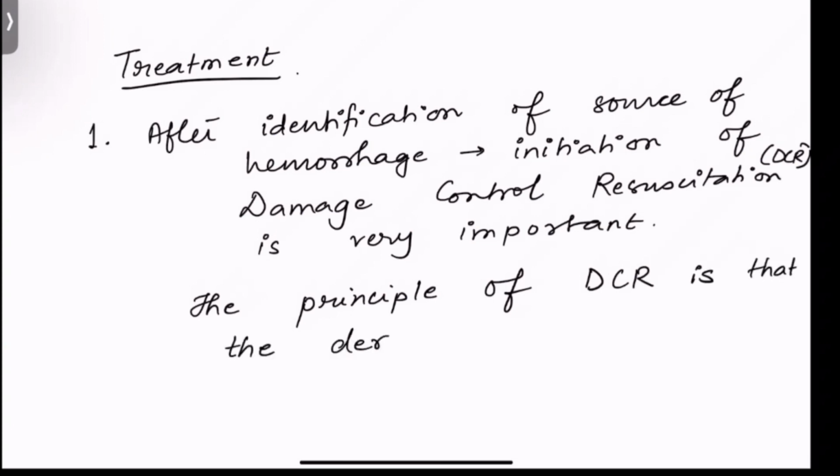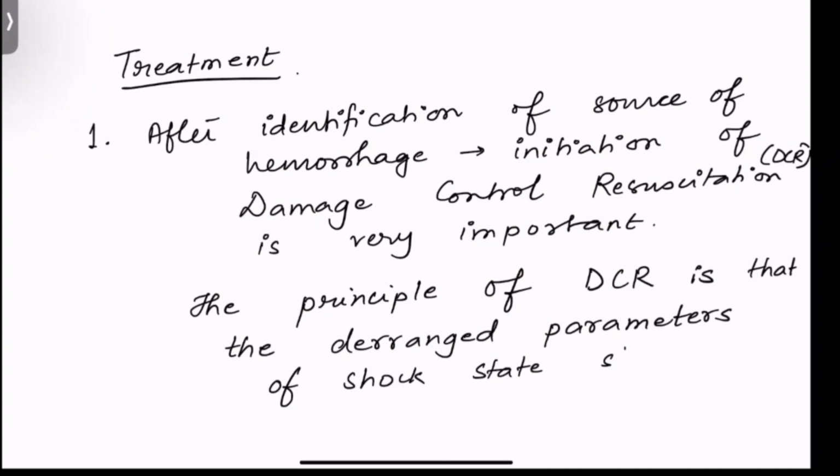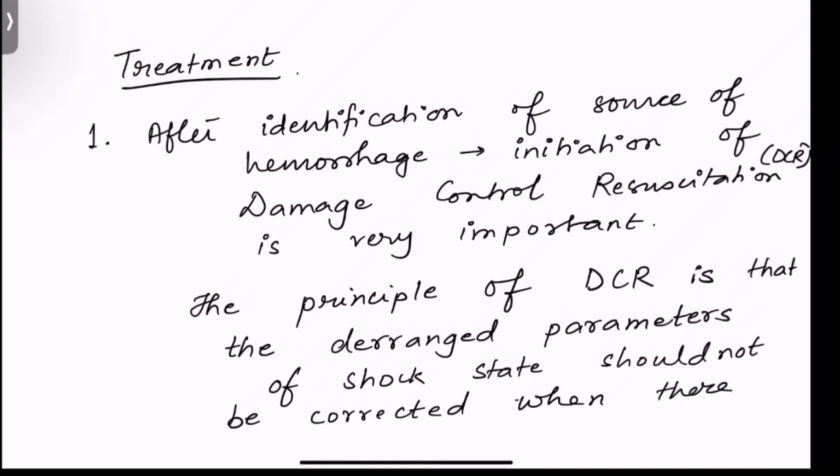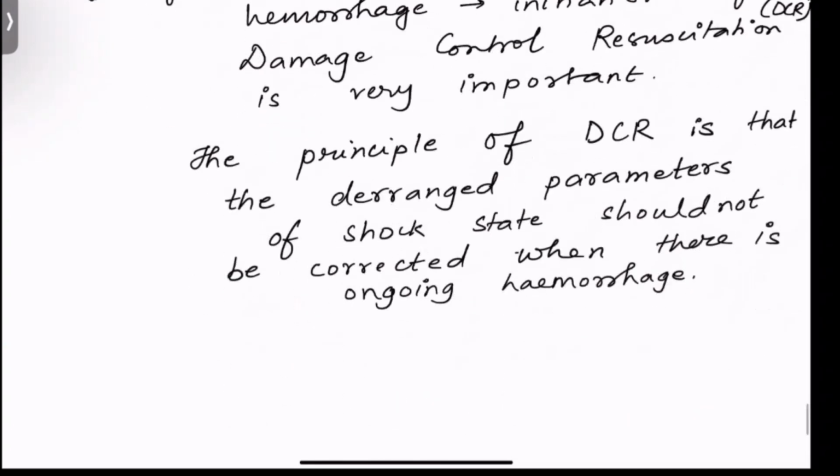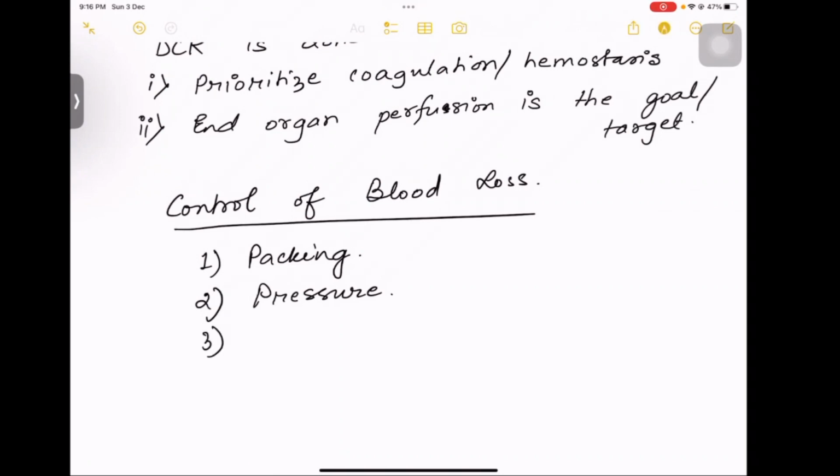The principle states that the deranged parameters of shock should not be corrected when there is ongoing hemorrhage. So first, the deranged parameters like the vitals should be stabilized only after the hemorrhage is corrected. So DCR states that first of all, prioritize your coagulation or hemostasis, and secondly, end organ perfusion is the target. Now, how will you ensure hemostasis, or how will you prioritize coagulation?